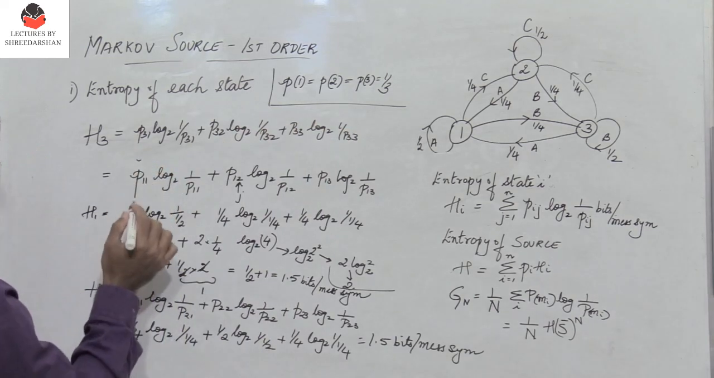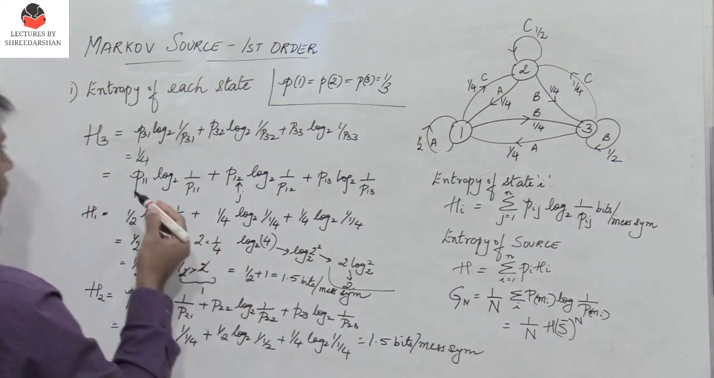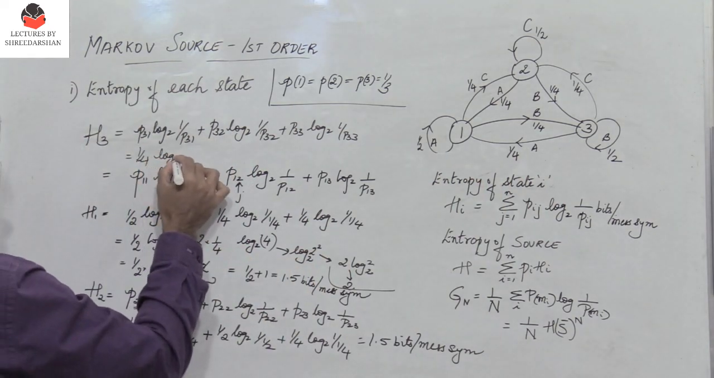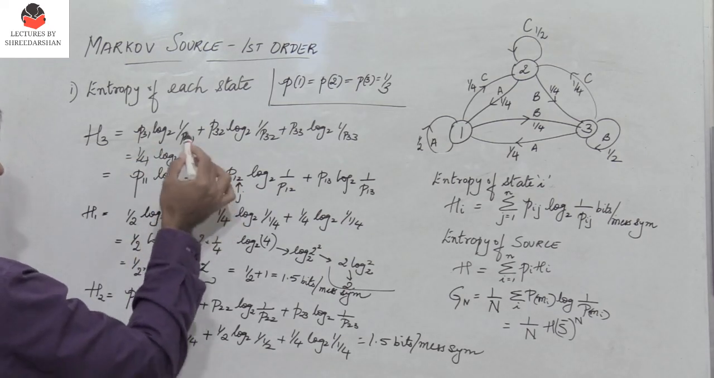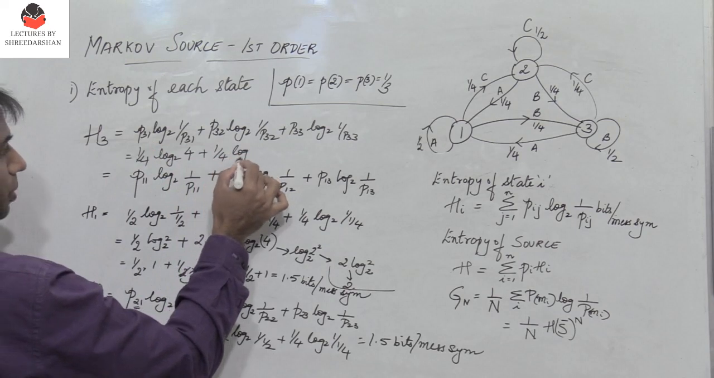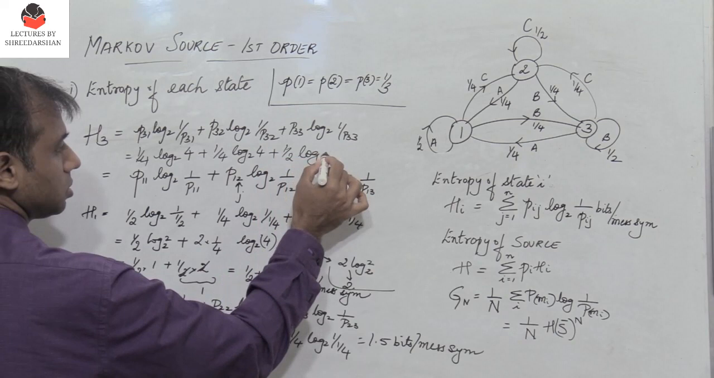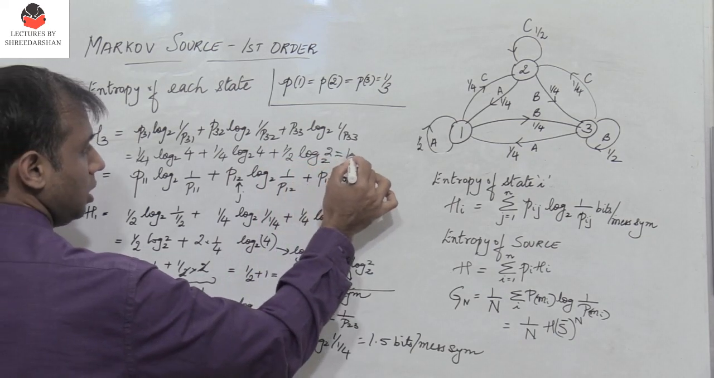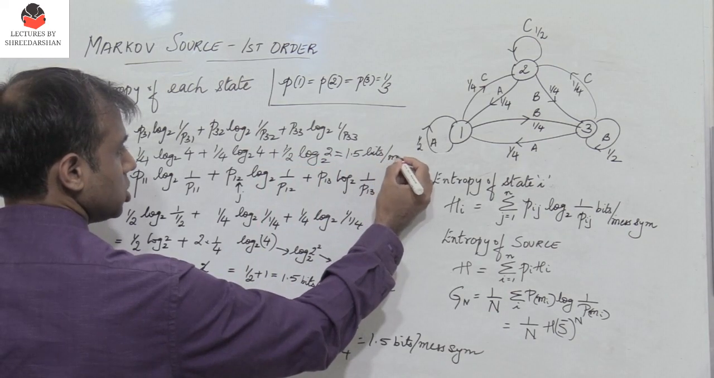So what is P31? P31 is 1 by 4. 3 to 1 is 1 by 4. Log to base 2. Can I write it as 4? So it's going to be 1 divided by 1 by 4, which is nothing but 4, plus 1 by 4 log to base 2 4 plus 1 by 2 log 2 to base 2, which is again 1.5 bits per message symbol.